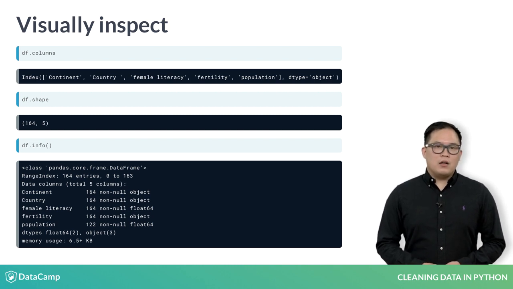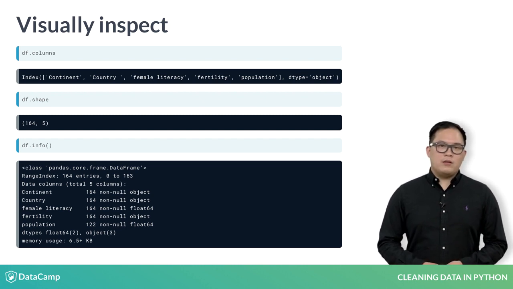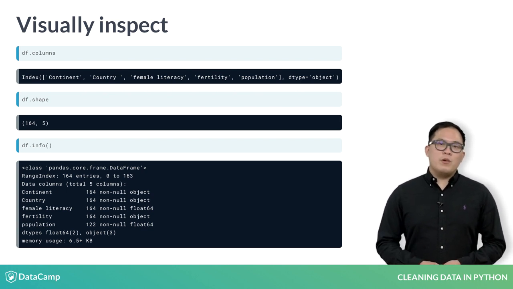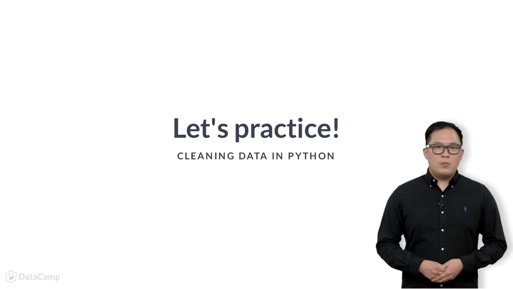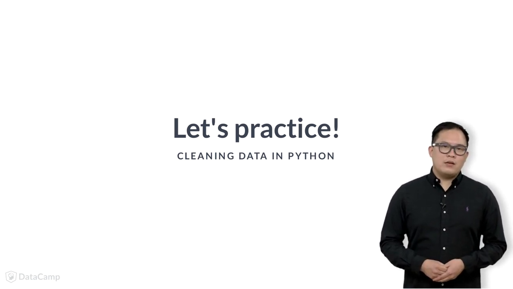The population column only has 122 non-missing values, so we can subtract 122 from 164 and know there are 42 missing data points. The fertility column should also contain numeric values, but it's stored as an object instead. An object type is a generic type in pandas that is stored as a string. Numeric data types will be represented as an int if there are no decimals, and a float if there are decimals. We will want a closer look at these missing data points and wrong data types, but for now, it's your turn to load a dataset and visually inspect it.